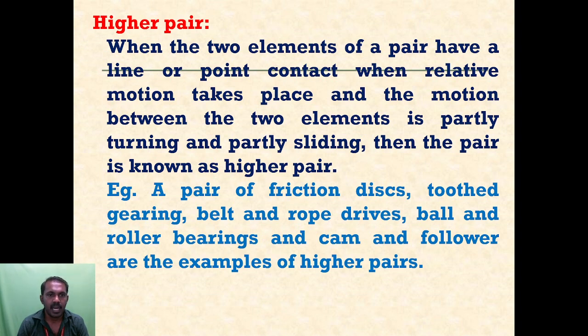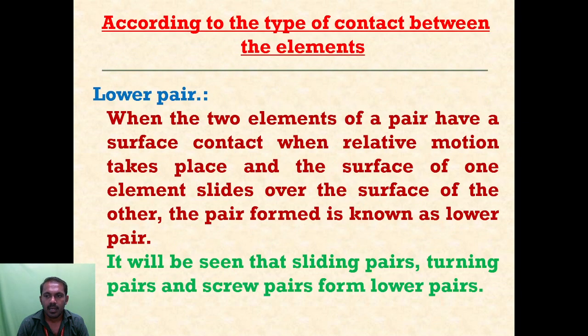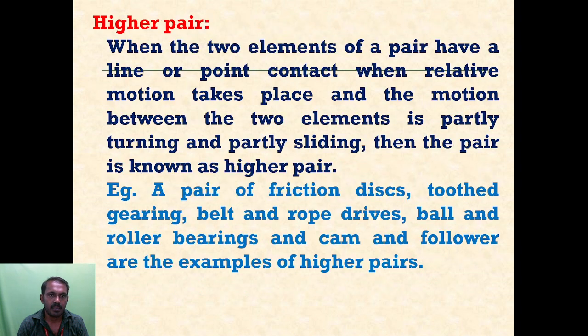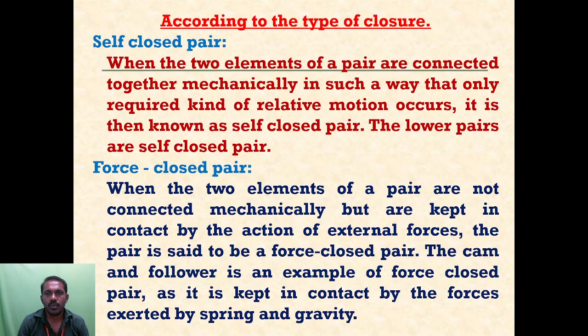So higher pair is a line and point contact, and lower pair is a surface contact. That's the main difference between lower and higher. Next, according to the type of closure, there are two types of closure: one is a self-closed pair, another one is a force-closed pair.